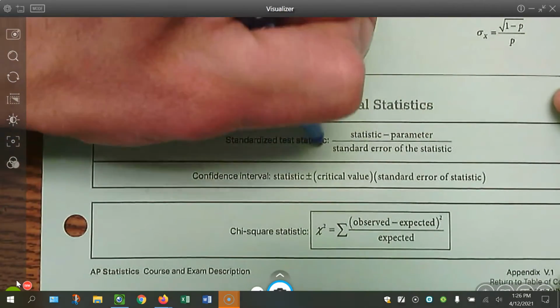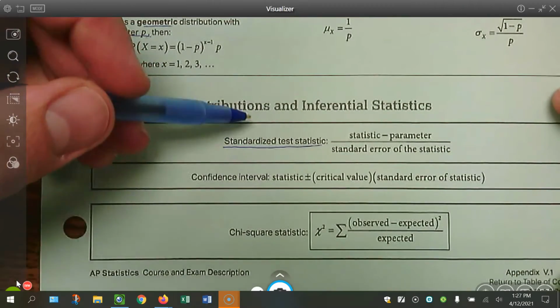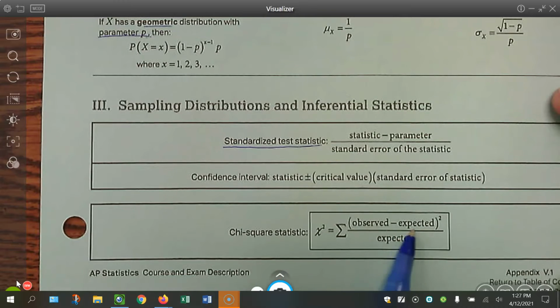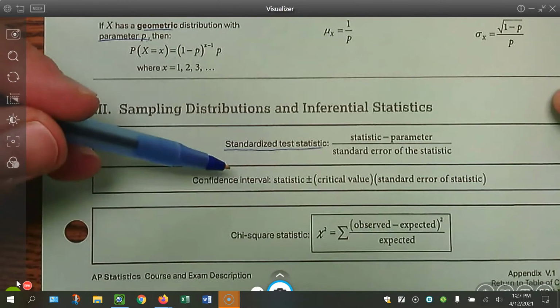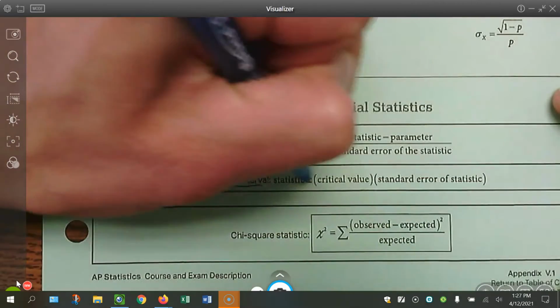Anytime you do a standardized test statistic, for any test we did other than chi-squared, you're going to use this. If you do a chi-squared test, this is the formula that shows you how the test statistic is calculated: the sum of the observed minus expected squared divided by the expected. And anytime you do a confidence interval, same thing. Every confidence interval we've done follows the same format.